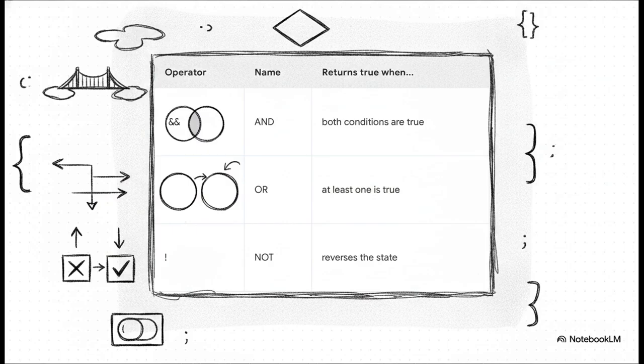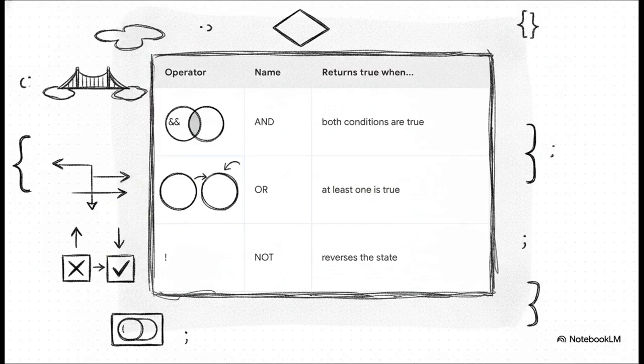Sometimes writing out massive nested loops is just really inefficient. That's exactly where logical operators come to the rescue. These three operators, and, or, and not, allow us to elegantly combine multiple conditions into a single if statement. The double ampersand is and, the double vertical pipe is or, and the exclamation mark is not.